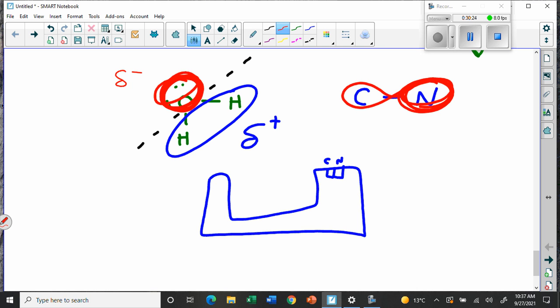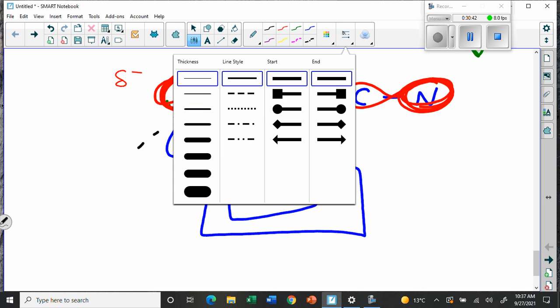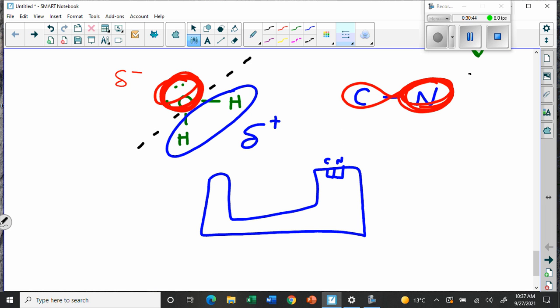Now, this is a very slight polarity because they're so close together. The closer you are on the table, the closer your electronegativities are. And so here, there wouldn't be as strong of a difference, but there would be a slight difference. And what we could say is we could write on this side of the bond a sigma with a minus to show that the electrons are being hogged there a little bit more than they are over here.